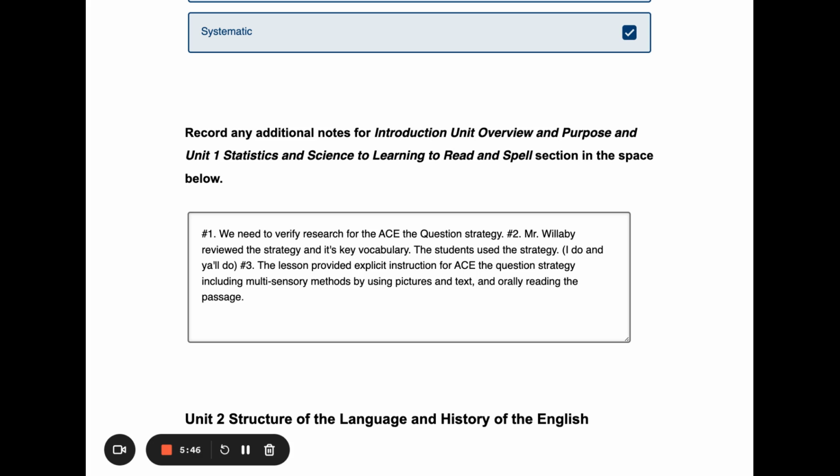So the notes that we took for the observation of instructional practices that support the science of learning to read and spell included the following: teaching a strategy called the ACE strategy and key vocabulary using the strategy, and students also used the strategy. The lesson provided multisensory methods in that it used pictures, text, orally reading the passage, and also hearing and speaking as multisensory methods. Again, taking annotations and notes in this text box is very important for coaching purposes.